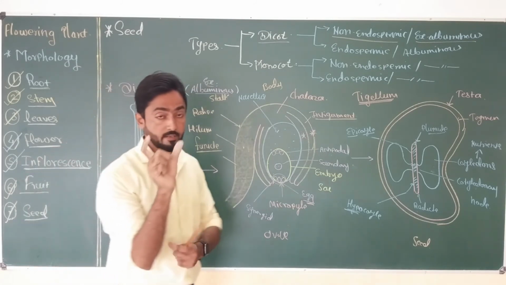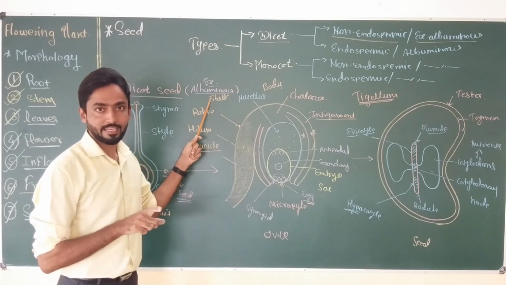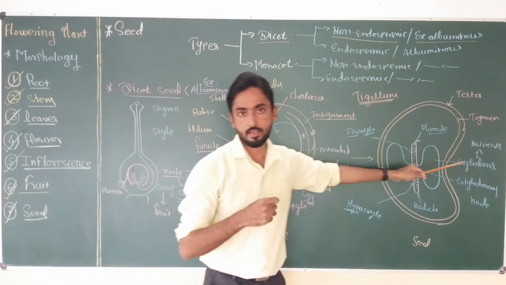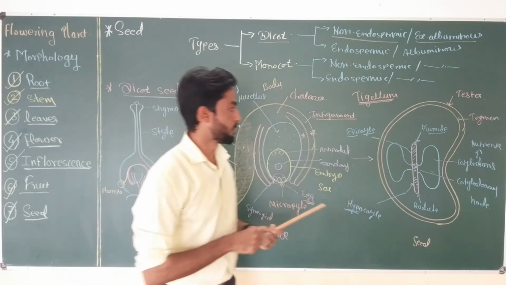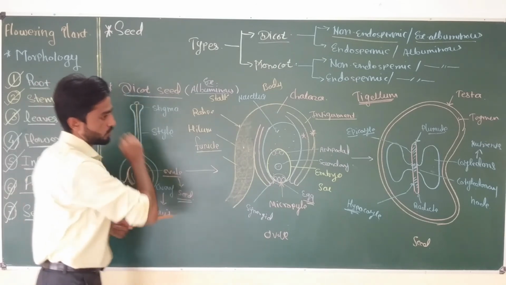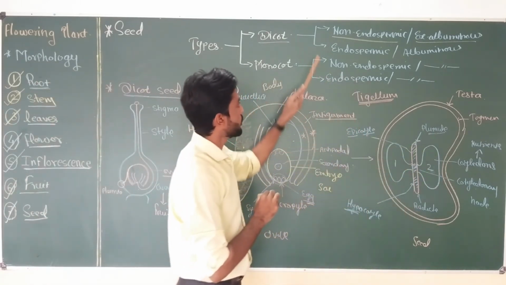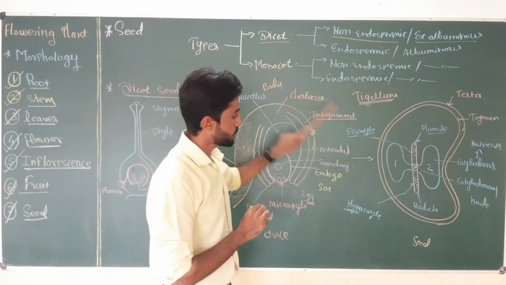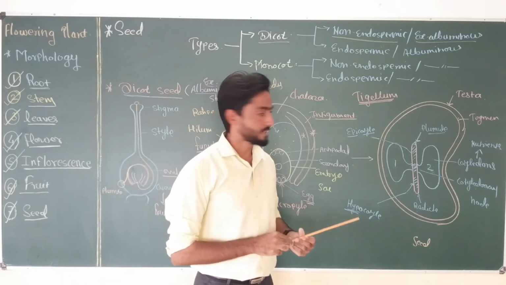Now, if the seed does not have endosperm, in that case the cotyledon plays the role of providing nourishment to the embryo. Then you have to remember that it is a dicot seed. So I have drawn two cotyledons here. If it is a monocot, then we have to show a single cotyledon attached to the embryonal axis.